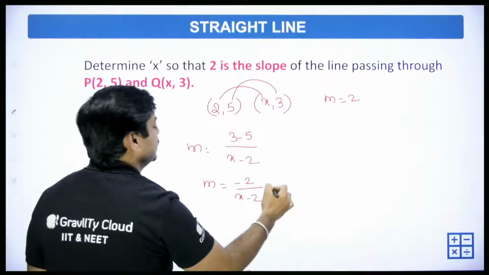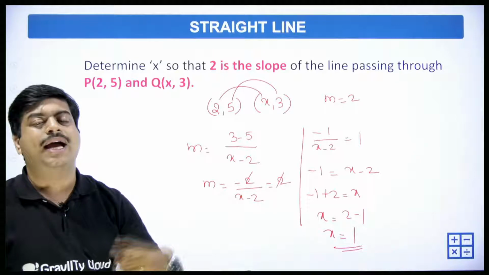Bring this minus 2 to this side, it becomes plus 2. Minus 1 plus 2 becomes x. So x is equal to 2 minus 1. You will get x is equal to 1. It is a very simple calculation. Just apply the slope formula y2 minus y1 by x2 minus x1, and remember that the slope is already given as 2, equate to that and try to find the value of x. A very simple question, right?